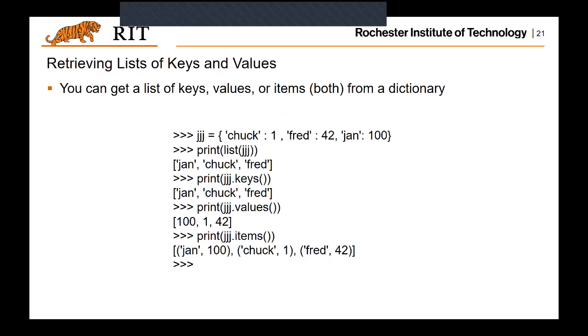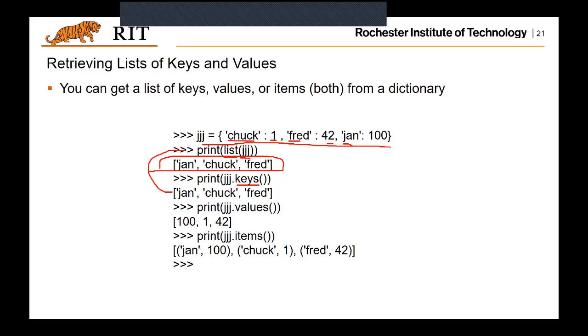Also, you can get a list of keys, values, or both of them from the dictionary. For example, this JJJ is a dictionary, and if you create a list using this dictionary and print it out, what you have is all these keys printed. So it only retrieves the keys instead of the values. So you can see the result shows only these keys are printed. Or you can retrieve the keys, which these two do the same thing, right?